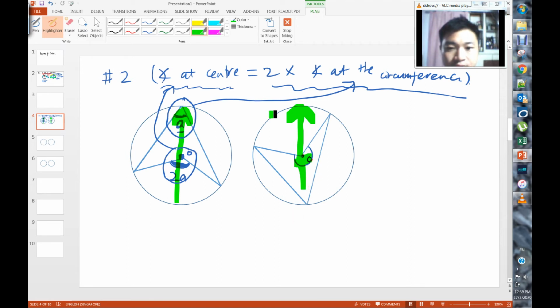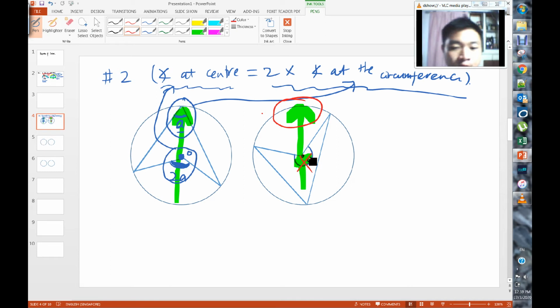There is no angle at the circumference, right? You don't see any angle at the circumference here. Therefore, you shouldn't choose this as your angle at the center, because there is no angle at the circumference for you to find out what your angle at the center is.